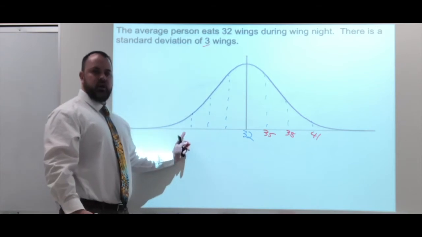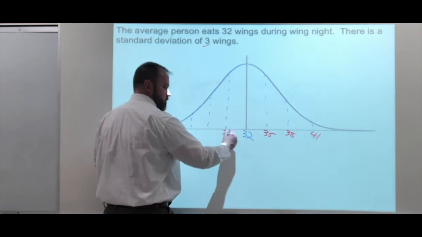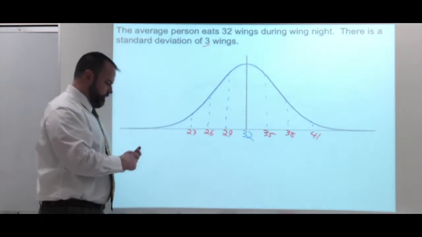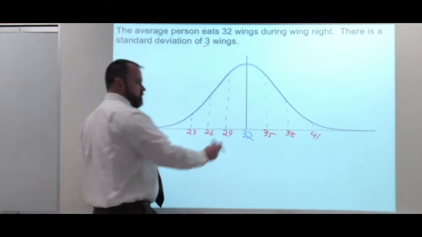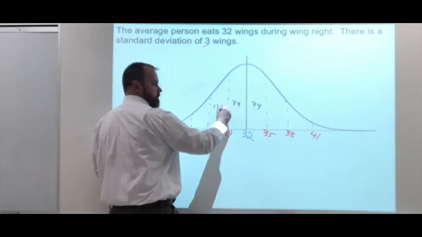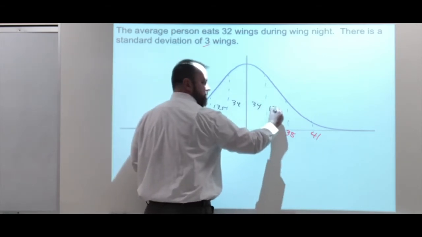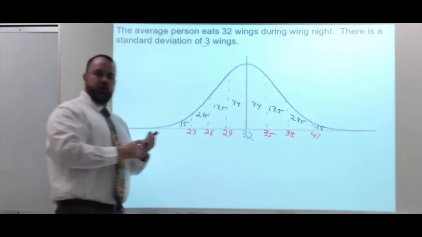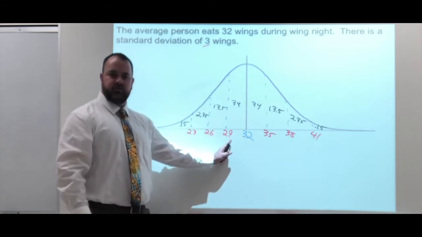Going the other way, just like a number line, we subtract. Minus 3, minus 3, minus 3: 29, 26, and 23. And the percentages we had before will not change. So you can quickly put in 34, 13.5, 2.35, and then 0.15. Those percentages will not change. These numbers down here will, depending on our situation.